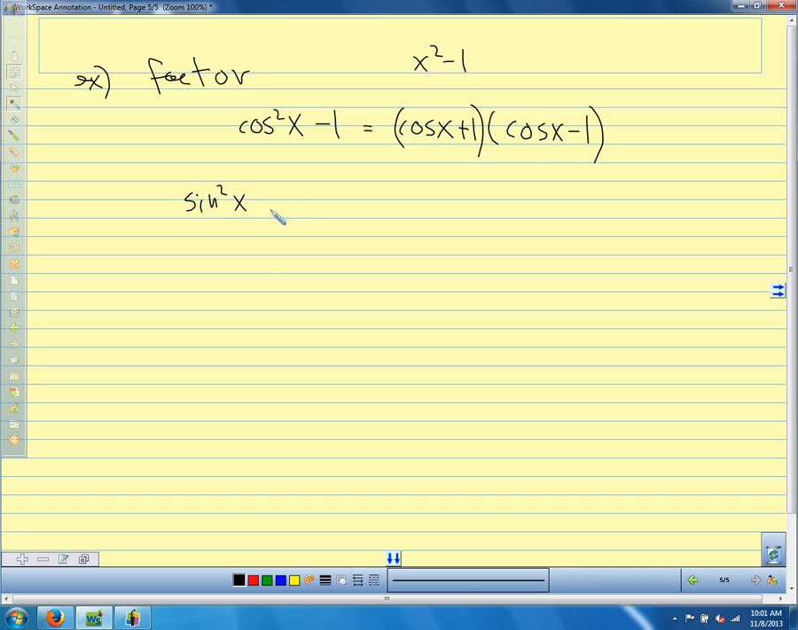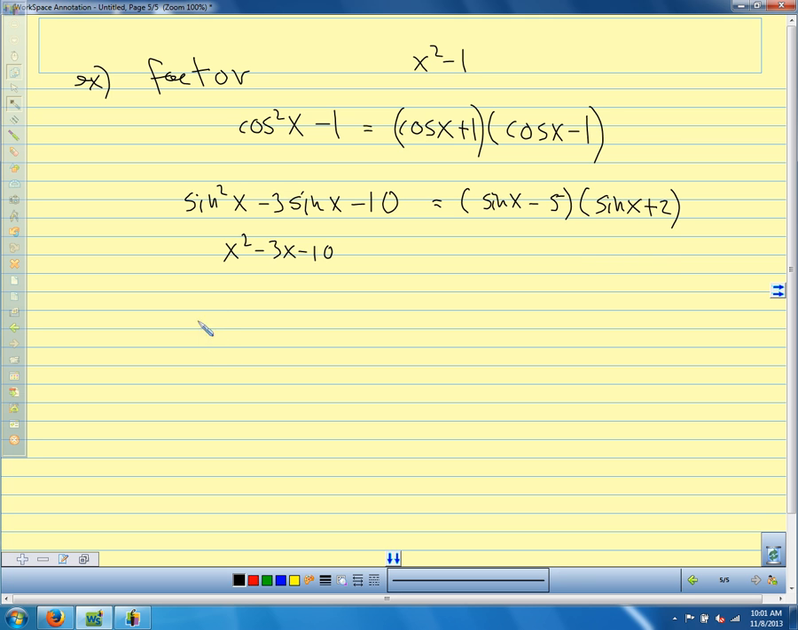Sine squared x minus 3 sine x minus 10. We want to factor that. So how are we going to factor this one? Sine x minus 5 and sine x plus 2. So we're going to factor this one just like we would factor x squared minus 3x minus 10, but instead of x's, we have sine x. And then if we needed to do something else with these factors, we could.